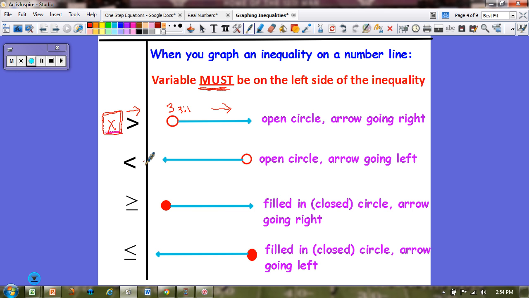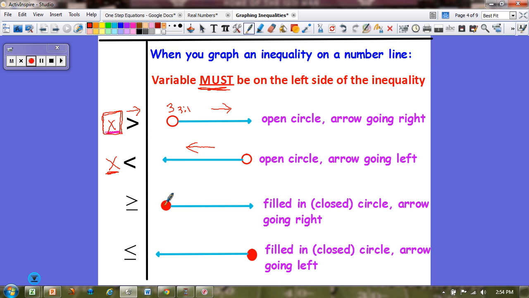So for my second one, we have an open circle with an arrow going to the left with a less than sign. I still have my variable on the left side. Remember, it must be on the left side for this trick to work. Everything going to the left will be a possible solution. Again, with an open circle, it does not include it.